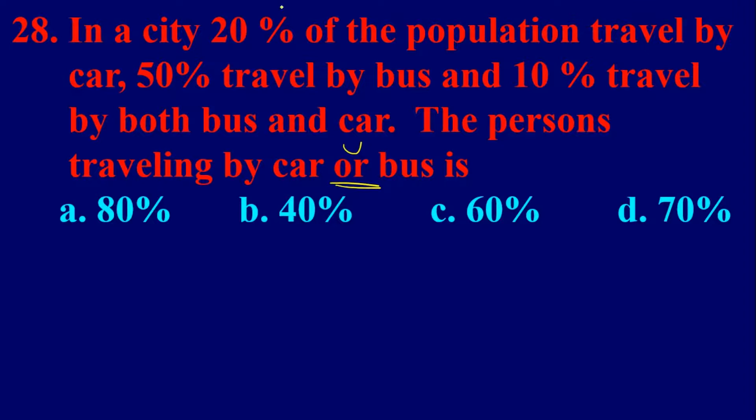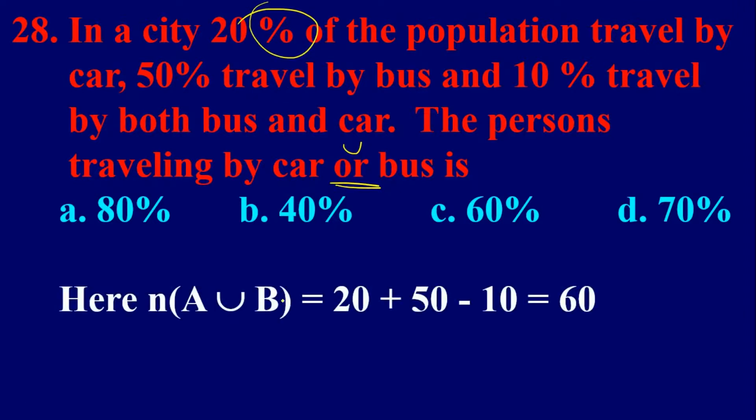Here the total is not given. Since it is given in percentage, we can take the total as 100. So we calculate n of A union B. n of A union B is 20 plus 50 minus 10. That is, 20% of the population travel by car and 50% travel by bus and 10% travel by both. Therefore, it is 20 plus 50 minus 10.